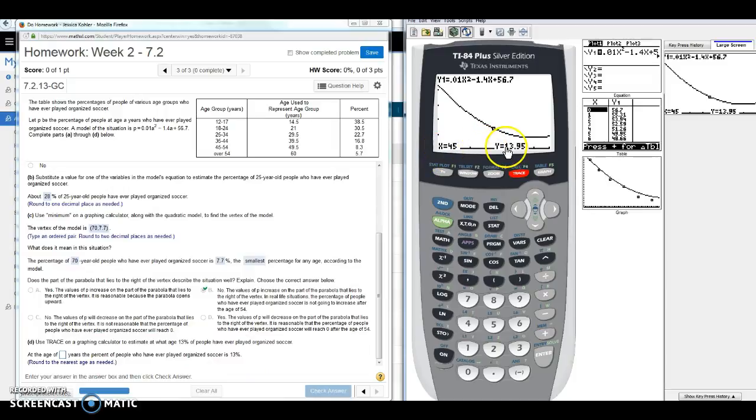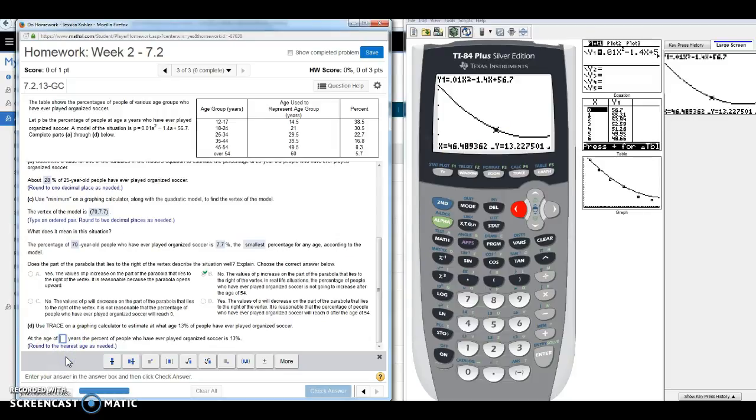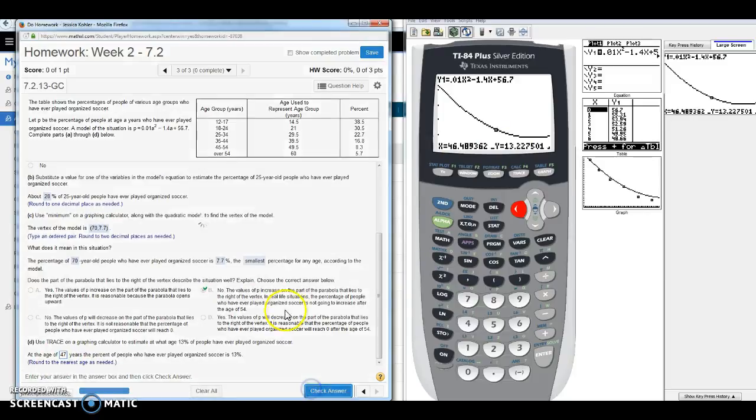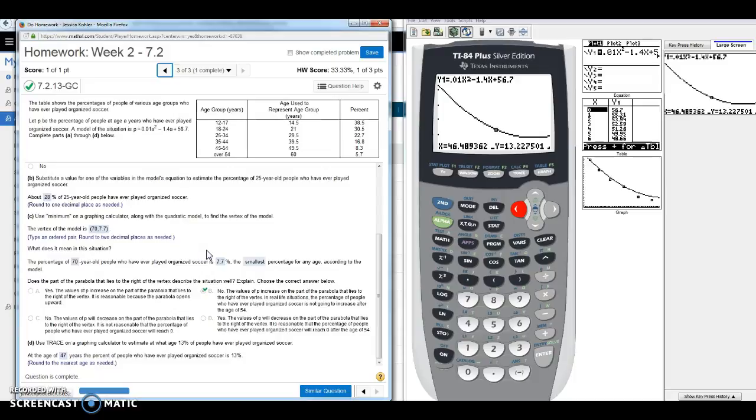So at age 45, it's 13.95. So I want a lower percentage, so I'm going to keep going to the right. So at age 47.23, it's 12.88. And at age 46.4, it's 13.22. So it looks like about age 47. And we did it. Hope this helps you.